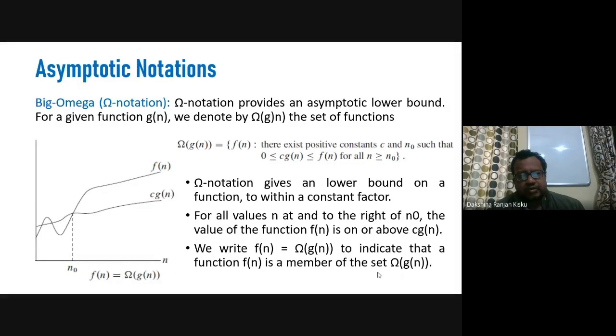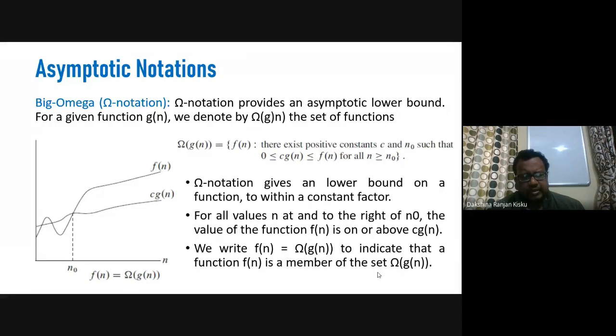So for a given function g(n), we denote by omega of g(n) the set of functions. Here omega of g(n) is the set or class of functions which are determined from the alternative algorithms. We can write omega of g(n) equals f(n) such that there exist positive constants c and n0 such that c·g(n) is less than or equal to f(n) for all n greater than or equal to n0.